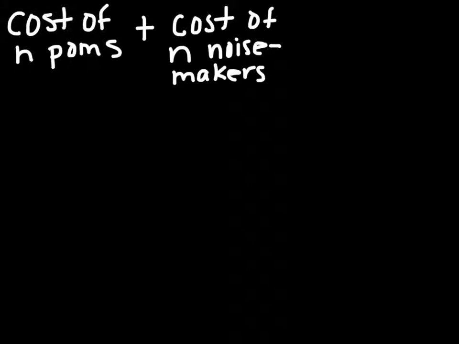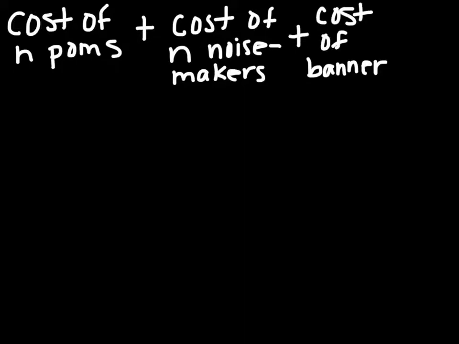Let's use what we know now to write a verbal model. We know the cost of n pom-poms will be added to the cost of n noisemakers. Then we also have to add in the cost of the banner to equal our total budget, which I'll just represent as a capital T here.